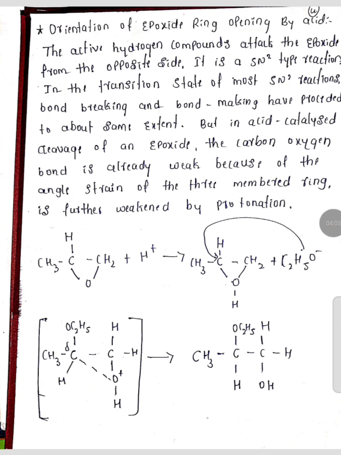Example for orientation of epoxide ring opening by acids. When epoxypropane undergoes protonation, it will give the product 3-ethoxybutan-2-ol.